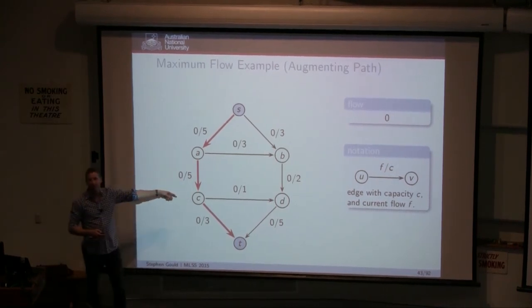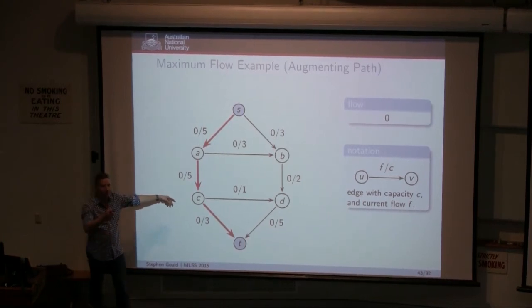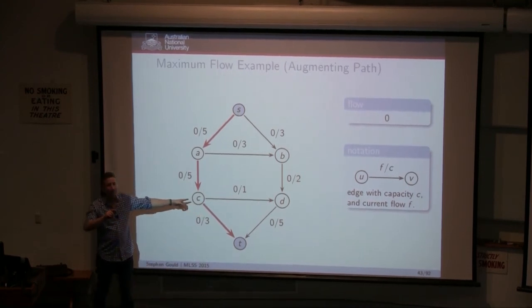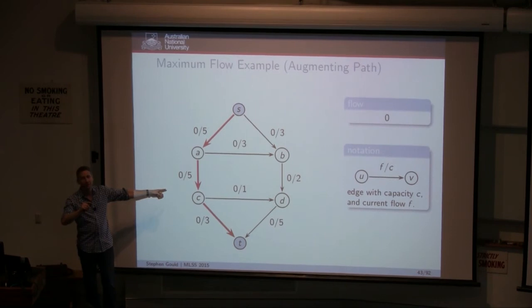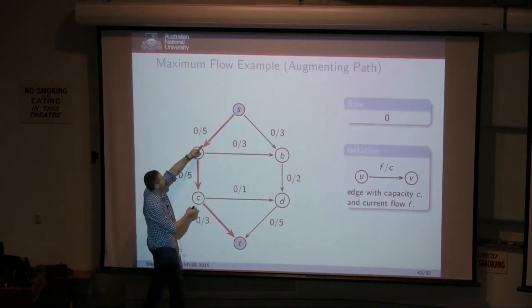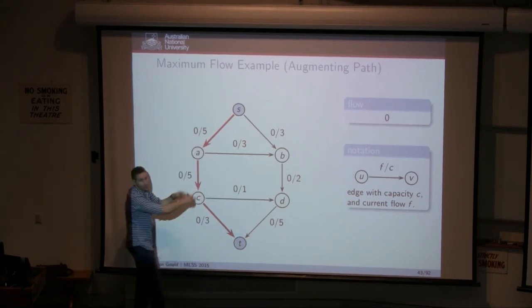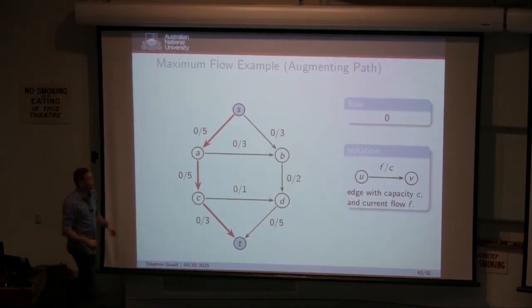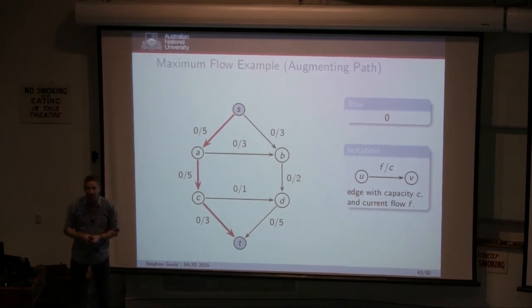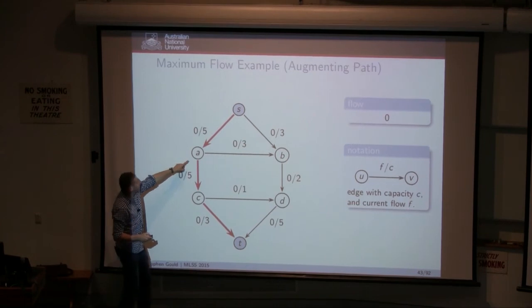Any ideas for how I would find such a path? Okay, I could do a depth first or a breadth first search, right? So I just start here, so I can go either that way or that way, and then from each node I just keep going, right? An augmenting path is any path with residual flow. It doesn't have to be the path with the most residual capacity. Okay? So this is one such path.